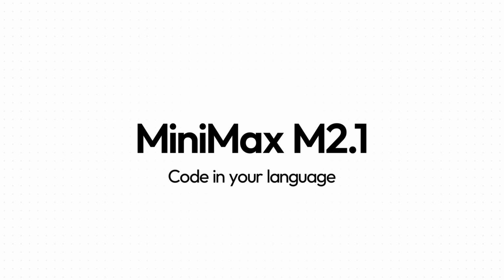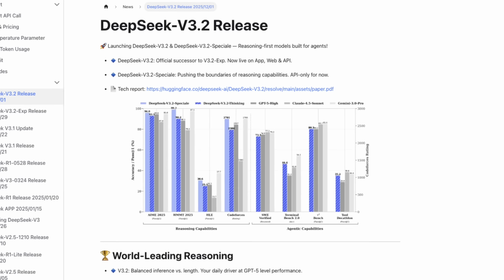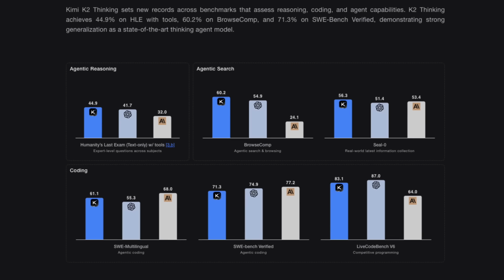What's the best open source model for coding right now? GLM 4.7, MiniMax M2.1, DeepSeek 3.2, or Kimi K2 Thinking? Today, we're going to find out in our little test.